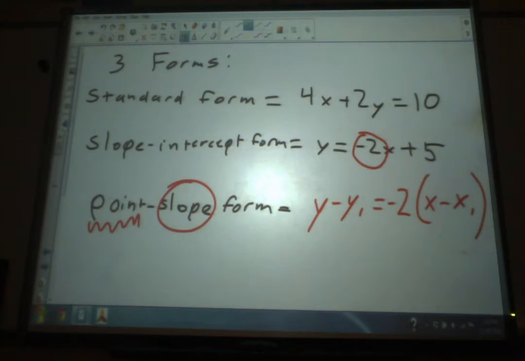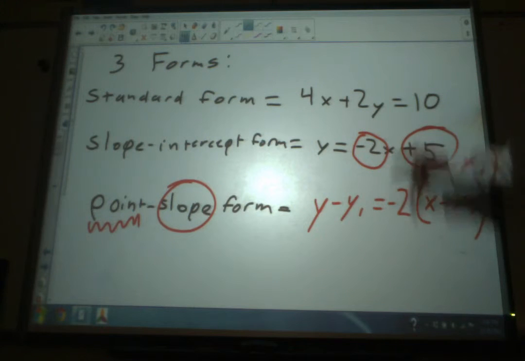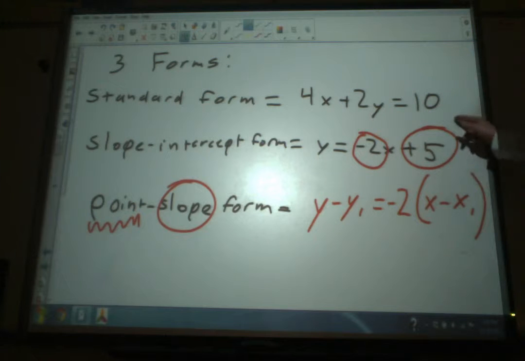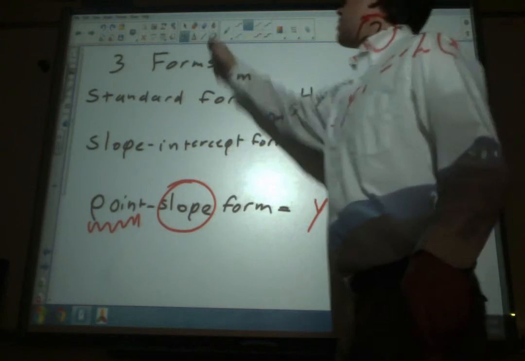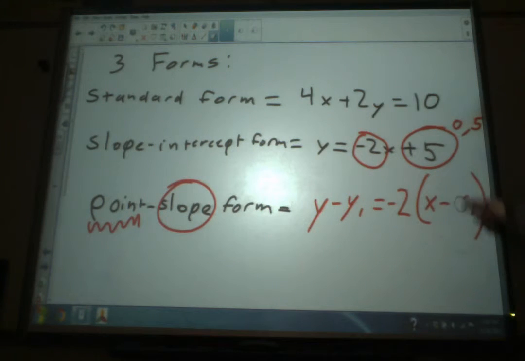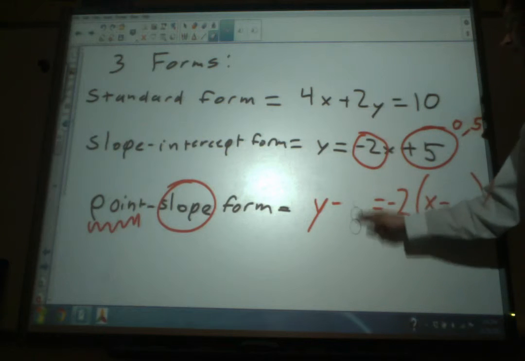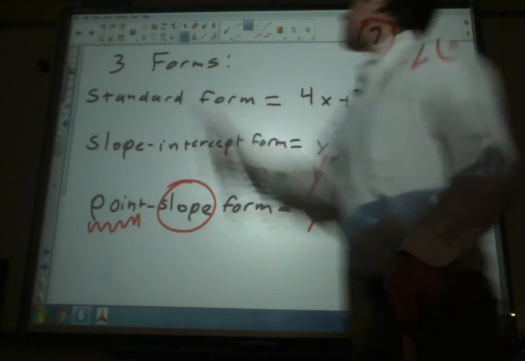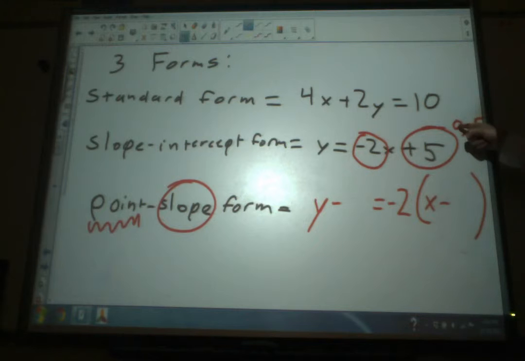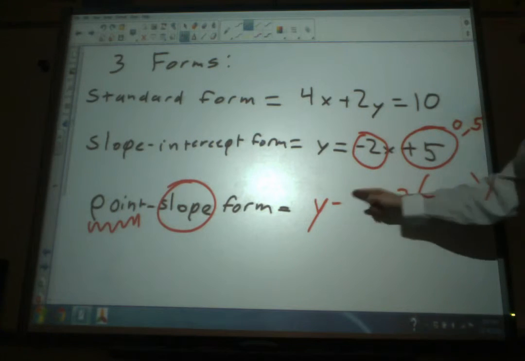Okay? Now we need a point. We need some point that's on the line. Well, what point do we know is on the line? How about the y-intercept right here? The y-intercept is 5. That means there's a point at 0, 5. There's our point, 0, 5. Okay, very easy to figure that out. So now let's enter those numbers as our point that's on this line. The x1 is 0. The y1 is 5.